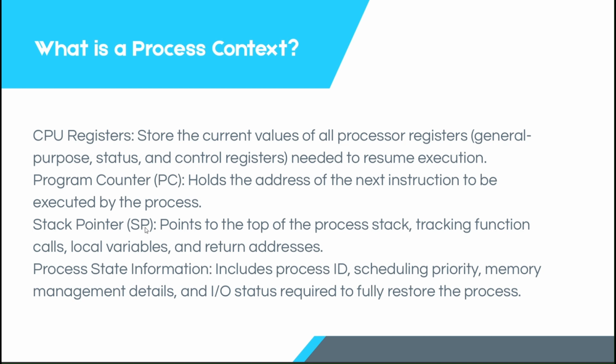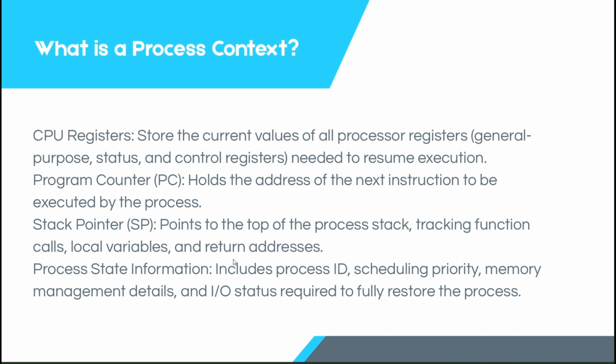The second component is the CPU registers. Registers are very small and extremely fast storage locations inside the CPU. They temporarily store important data such as intermediate calculations, memory addresses, and the instruction currently being processed. Before switching to another process, the operating system saves all these register values so that nothing is lost. The third component is the stack pointer. The stack pointer keeps track of function calls, local variables, and return addresses. For example, if a process is executing a function and gets interrupted, the stack pointer remembers where the function was, so that execution can continue correctly after the process resumes.